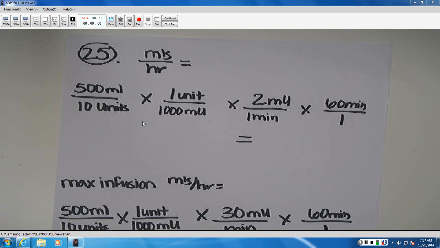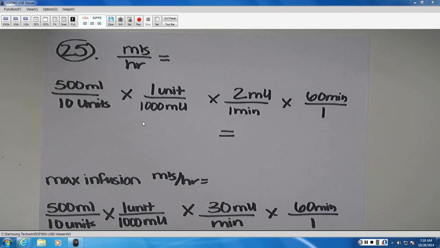Let's just see what we're supposed to solve for. A is, what is the IV rate for the beginning infusion? At the beginning, we have an order to start 2 milliunits per minute. Imagine a bag of fluid that has 500 mLs in it, and mixed within that 500 mL bag, we have 10 units of oxytocin. And right now, I want to administer a dosage that is equal to 2 milliunits per minute.